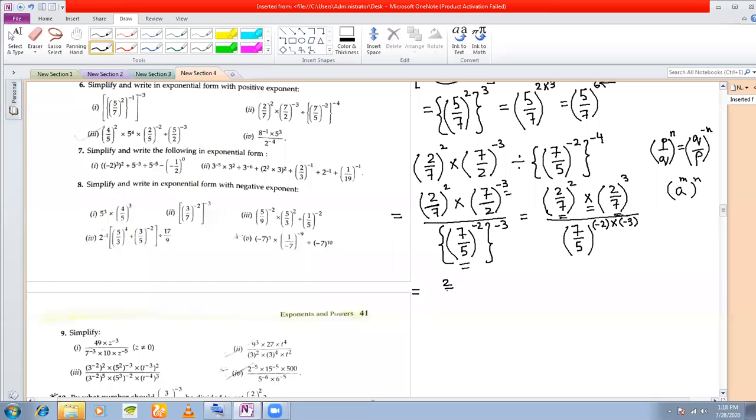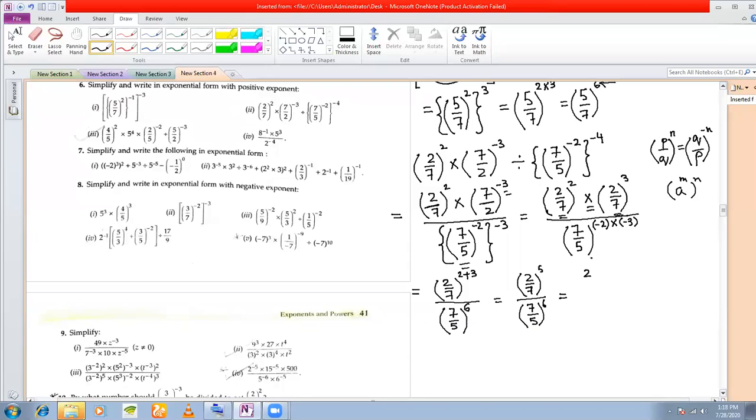E to the power of m into e to the power of n is e to the power of m plus n, correct, divided by 7 by 5 to the power of minus 2 into minus 3 is 6. So this becomes 2 by 7 to the power of 5 divided by 7 by 5 to the power of 6. Okay, now you see nothing can be done here. We just simplify this.